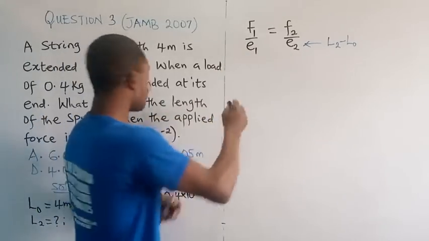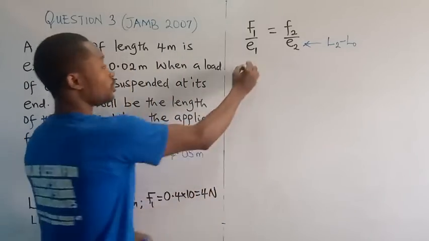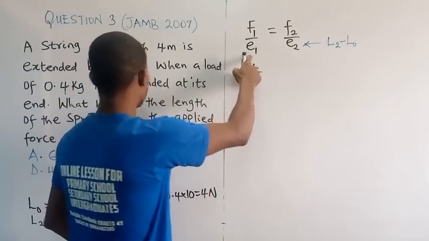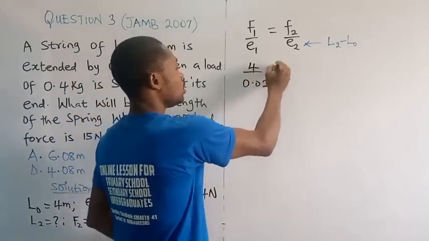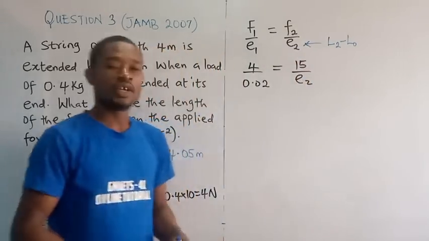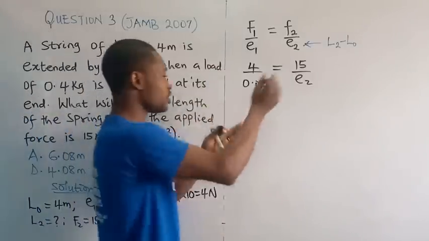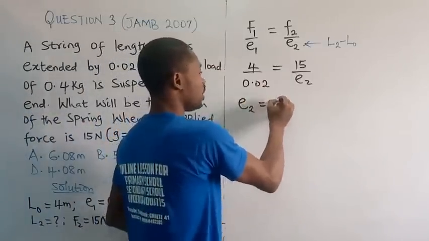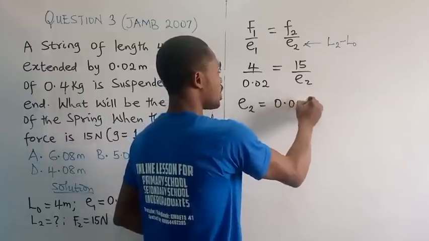Now we're going to proceed in substituting. F1 here is equal to 4 Newton, and that's going to be divided by E1, and E1 is 0.02. That's going to be equal to F2, which is 15, divided by E2, which we don't know. And of course, we can cross multiply here. Solving this, E2 straight is going to be 0.02 times 15.